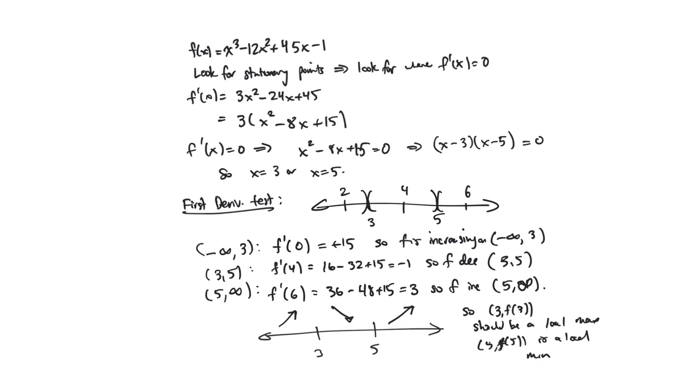Okay, so that was the first derivative test option. Now the second derivative test. I need a little bit more space here. First off, let's just remind ourselves that the first derivative was x squared. Well, it was actually 3 times this, so let's just put that back.